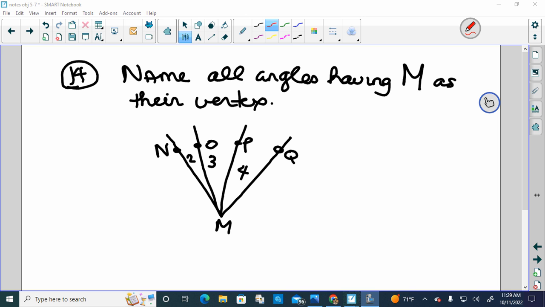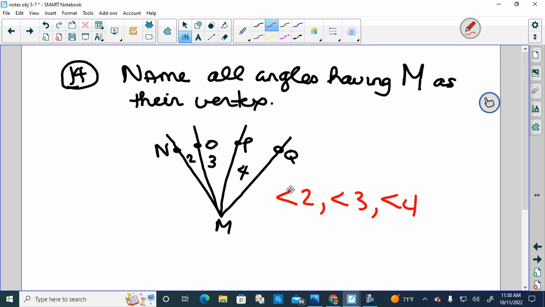Okay, so when they ask this, they want you to list it in as many ways as possible. Sometimes you will have the number, sometimes you won't. For sure, I could call it angle 2, angle 3, and angle 4. Can I call it angle M? No. Okay, so that one's out.